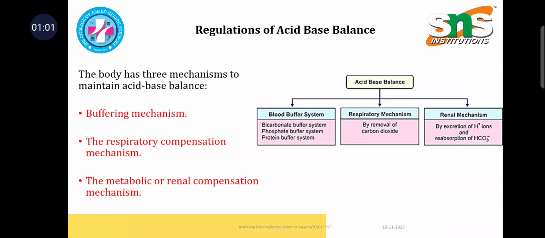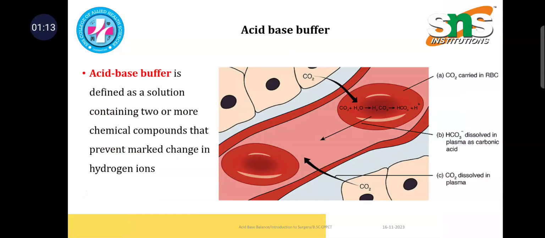To regulate the acid-base balance, our body uses 3 mechanisms. The first is the buffering mechanism, the second is the respiratory compensatory mechanism, and the third is the metabolic or renal compensatory mechanism. A buffer is a solution that contains 2 or more chemical components that prevent a marked change of H+ ions. So the main player here is the H+ ion, whether it is lost or gained, that depends.